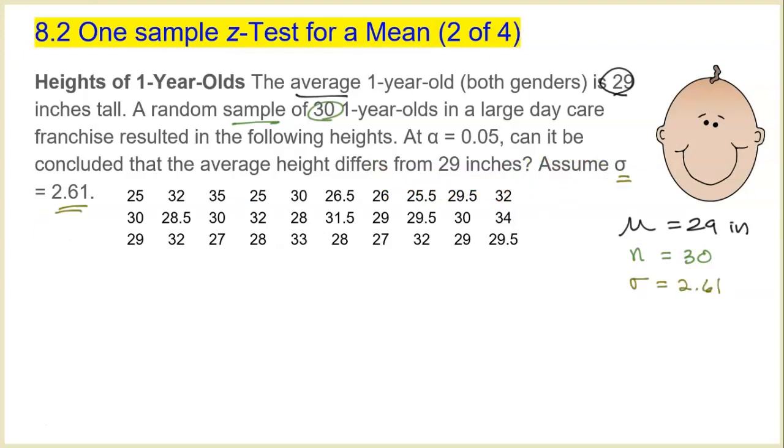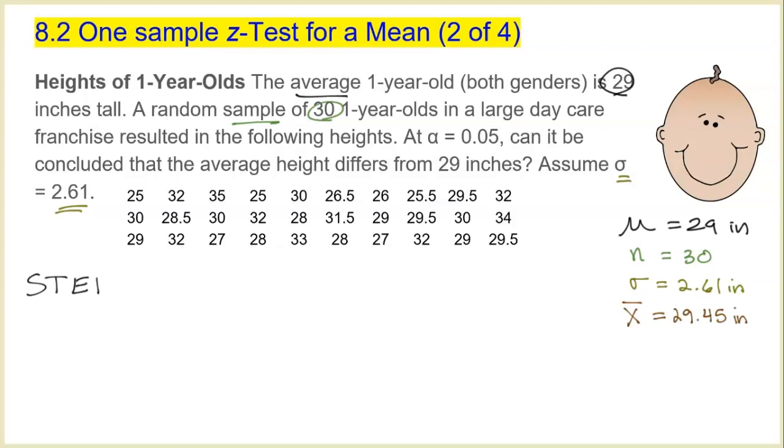Now, what we have to find is the mean, right? Remember, we have to identify 5 values, and those 5 values are the population average, the sample size, the standard deviation, the sample mean, and also alpha. We have alpha, so we need to find this. Just add those up and divide by 30. So we add those up, divide by 30, we get 29.45, and then we can talk about our 5 steps.